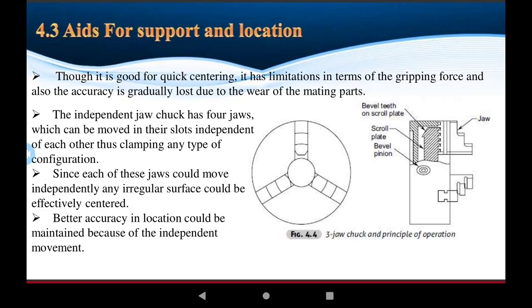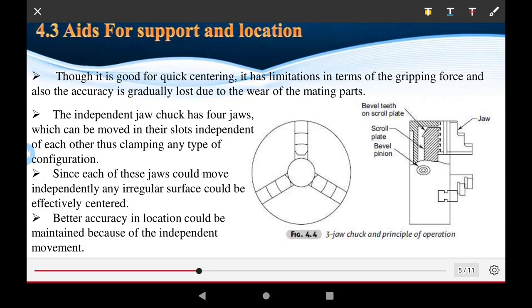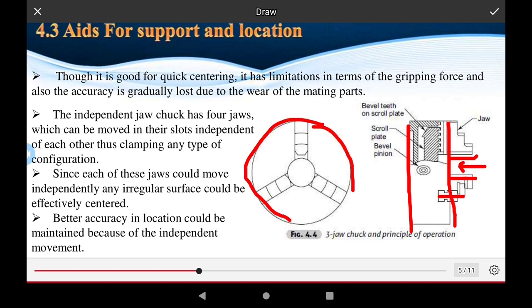This is the machine. This is the head of the machine, and this is the holding of the workpiece. This is the chuck and the jaws of the machine, the three jaw chuck and four jaw chuck. This connects to the chuck that holds the workpiece.